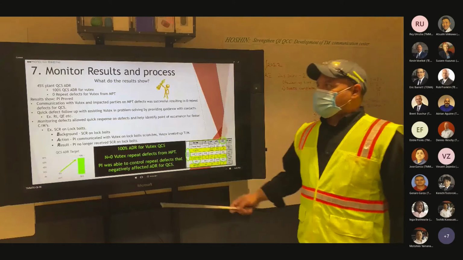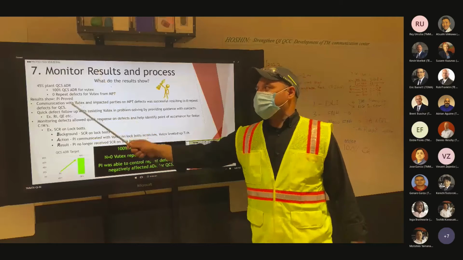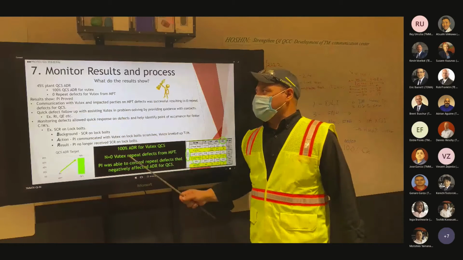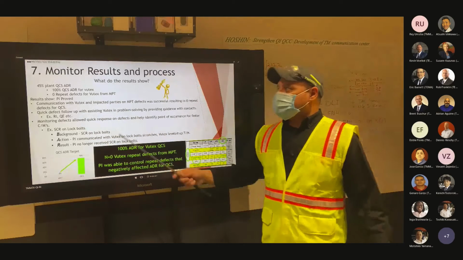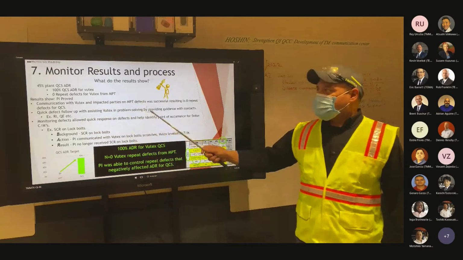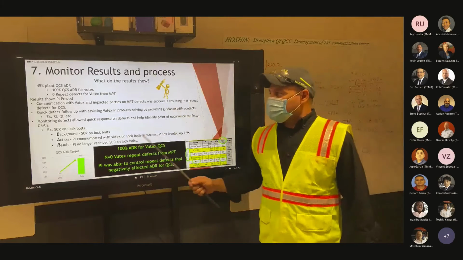So what does this mean? So even though as a plant, we reached 45% QCS ADR, we hit 100% QCS ADR for ViewTechs. Again, that's 0 repeat defects from MPT. So what did this prove? This proved that PI communication with ViewTechs and impacted parties on MPT defects was successful, resulting in 0 repeats.